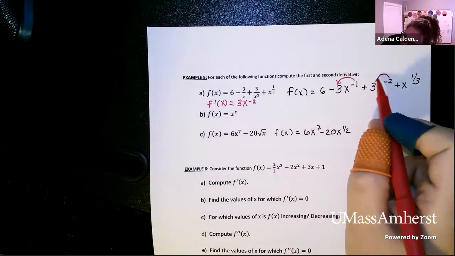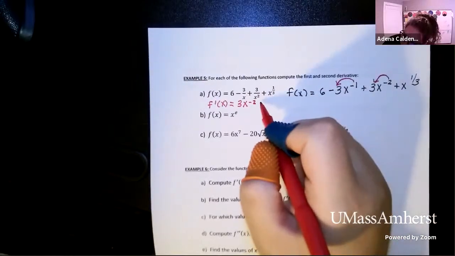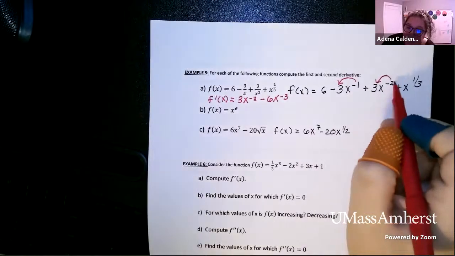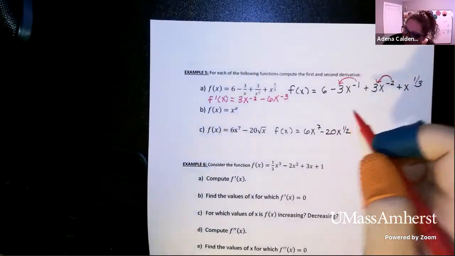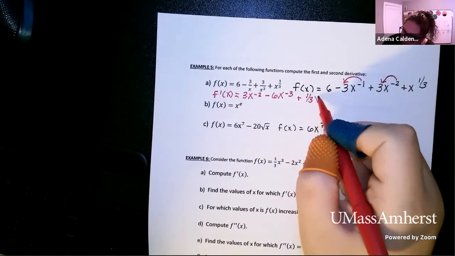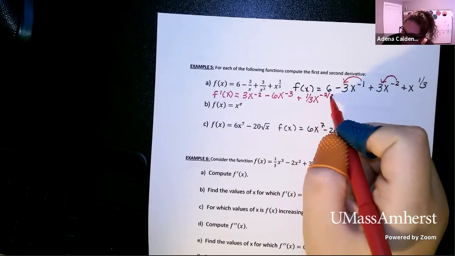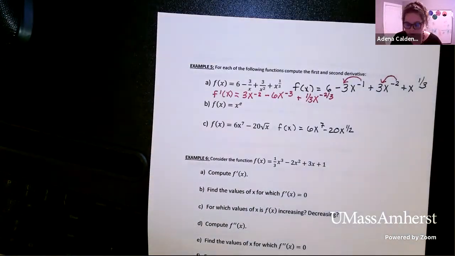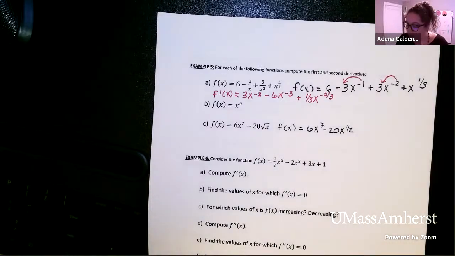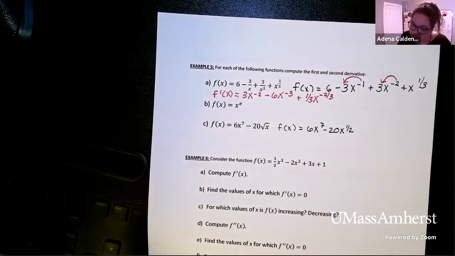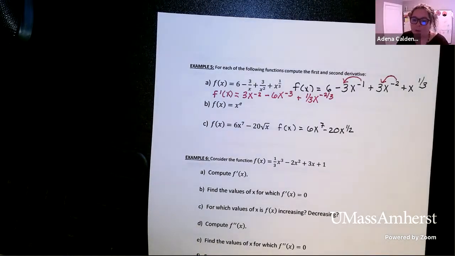Next, the -2 is going to come down to multiply this 3, giving me -6x to the -3 because I subtract 1 from the power. Plus, now I have my 1/3 x to the -2/3. So 1/3 minus 1 is -2/3. So that's my first derivative. There's a lot of bringing in all the other things we've been talking about, but now I want to take that and use it to find the second derivative.